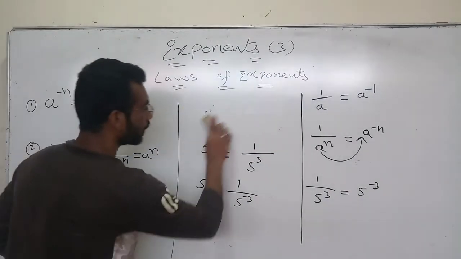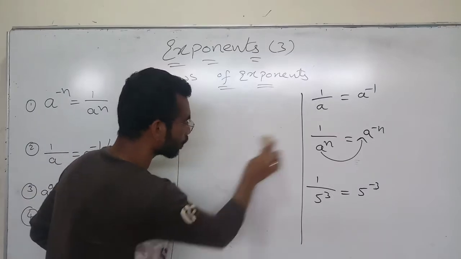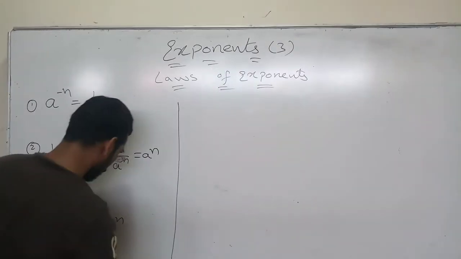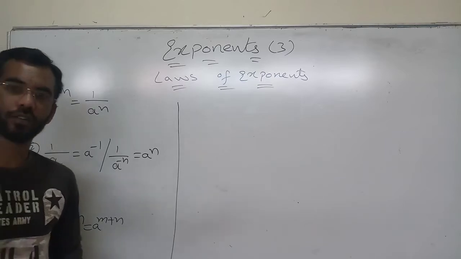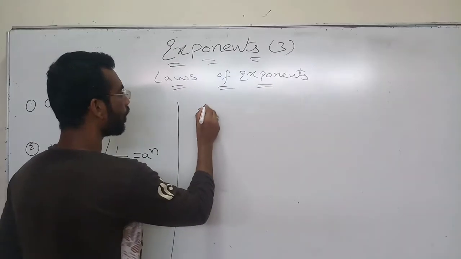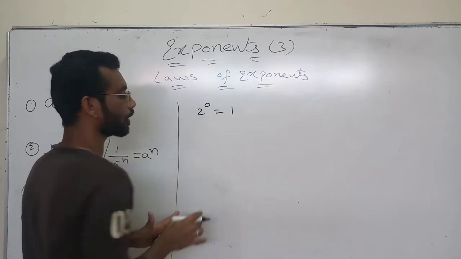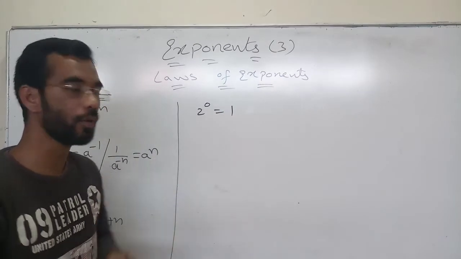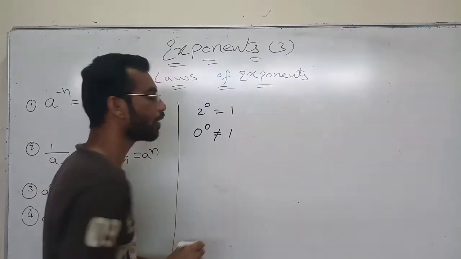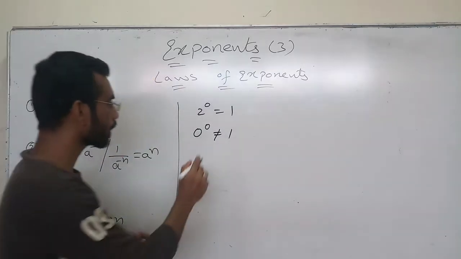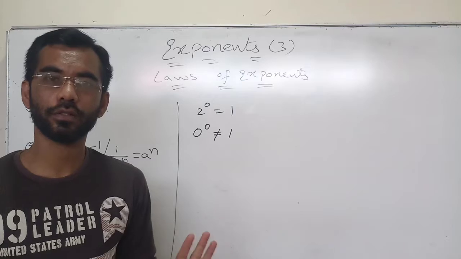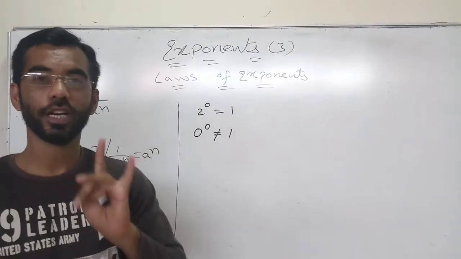This is most important. Anything to the power of 0, except 0, is 1. Example, 2 power of 0, the answer will be 1. But 0 to the power of 0, the answer will not be 1. Except this, anything to the power of 0 is 1.